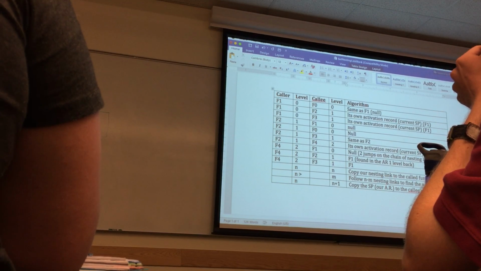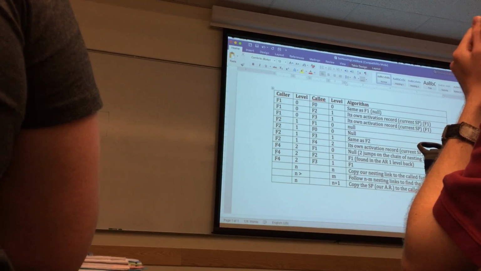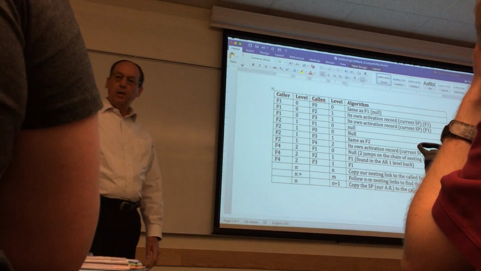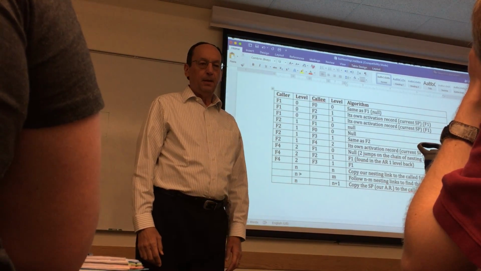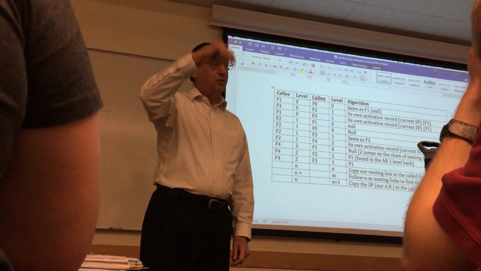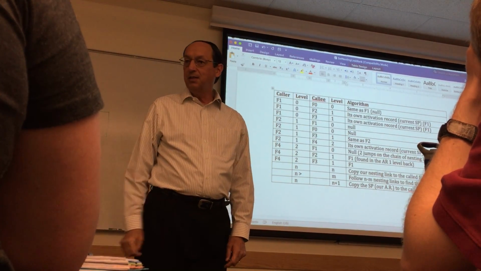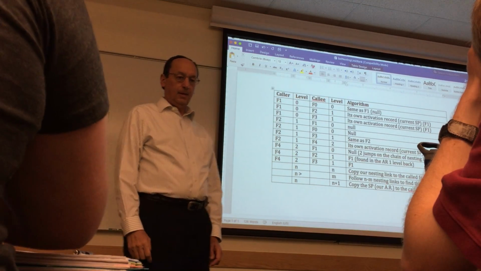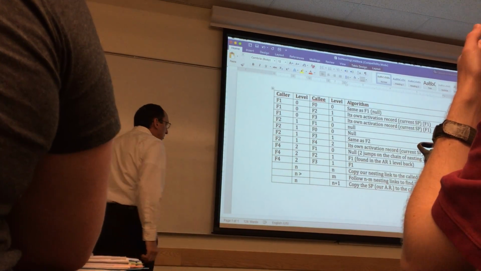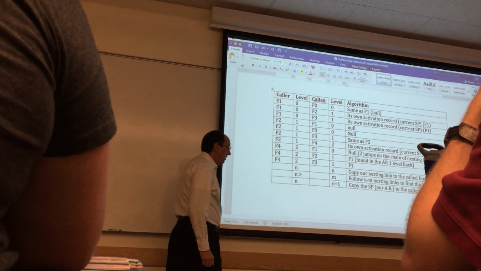All right, so the stack pointer is always pointing to the currently running function. And so whenever we're calling something one level down below us, we just copy the stack pointer. If we're calling up, we follow the chain and we extract the nesting link that's there. And if we're calling at the same level, we just copy our nesting link.